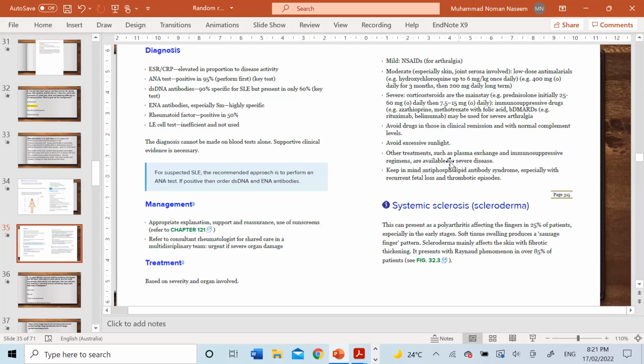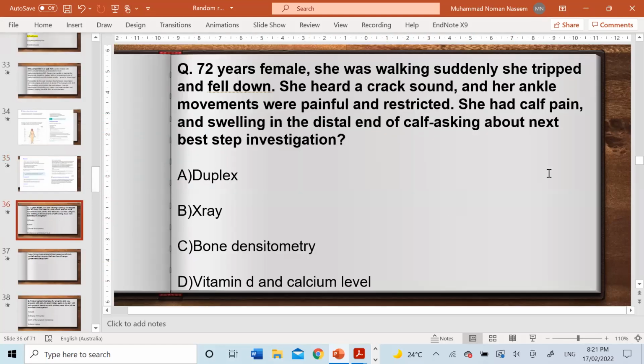All right. And with SLE, antiphospholipid antibody syndrome is associated, which causes miscarriages and thrombotic episodes. This is a very important topic for your obstetric portion of the exam. Clear, guys? All right.